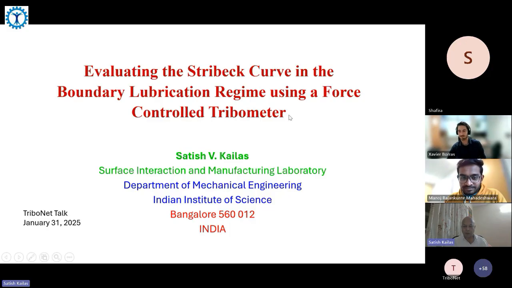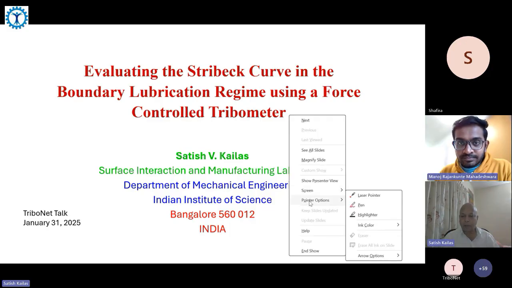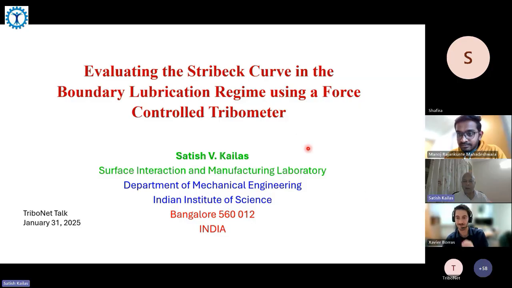Yeah. So let me go to the pointer options. Are you able to see my laser pointer? Yes. Okay, great. So thanks to Manoj and Xavier and others for inviting me to give this talk. This is something that is new to me, in the sense that I have given many online talks, but through an organization like TriboNet, sorry, TriboNet. Anyway, it is a great honor for me to give this talk.